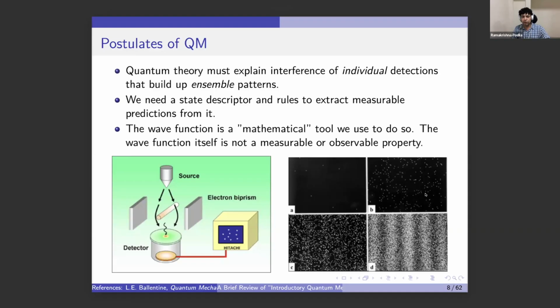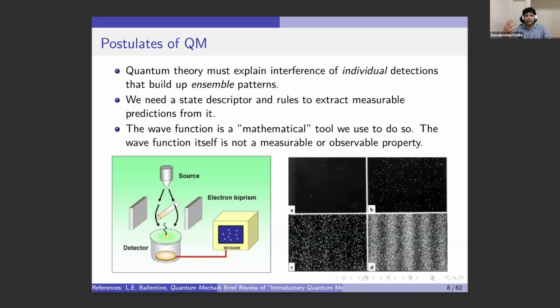So let's begin with the postulates of quantum mechanics that we are using to develop the theory. So this quantum theory, whatever theory we develop to explain these electrons interfering, it must explain the individual electrons that are appearing as a localized spot. So when I have only a few electrons, like in panel A here, I'm seeing only localized spots. So it should explain that, as well as it should explain panel D, where I'm seeing an interference pattern.